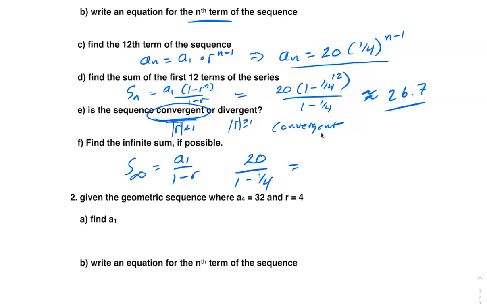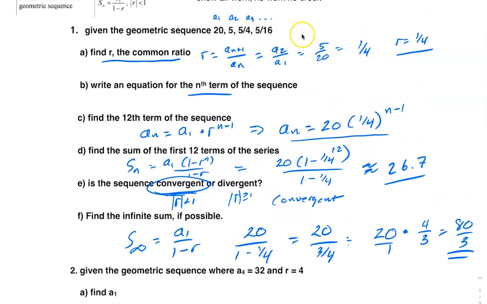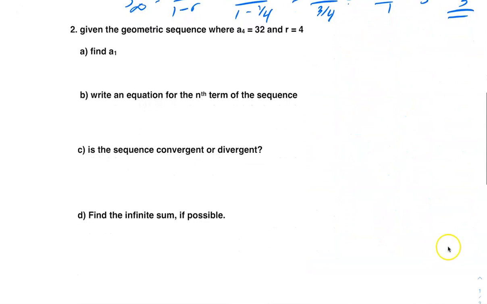You could put that in your calculator, but come on. 1 minus 1/4 is 3/4. That's a divide sign, so 20 times the reciprocal, so 4/3. And I get 80 over 3. So that's the infinite sum. Again, kind of crazy. If you're adding 20 plus 5 plus 5/4 all the way forever, you're going to only get 80 over 3. So that's the first one. Second one's a little tougher.